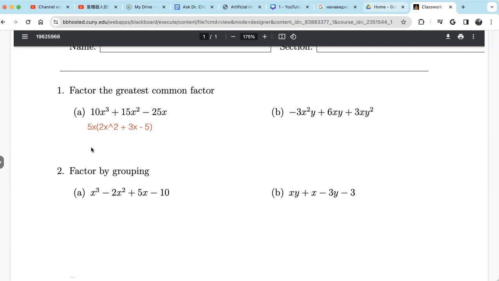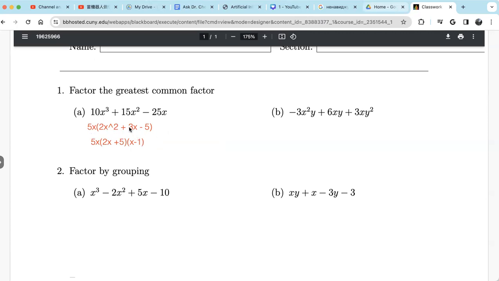First step, we factor out the common factors. Second step, we want to see if we can factor 2x squared plus 3x minus 5. Yes, indeed. So keep writing 5x. 2x squared is only one way to factor. So we want to factor as 2x plus 5 and x minus 1. Because negative 5 only has one way to factor it. Right? Negative 5 can be factored as positive 1, negative 5, or negative 5, positive 1.